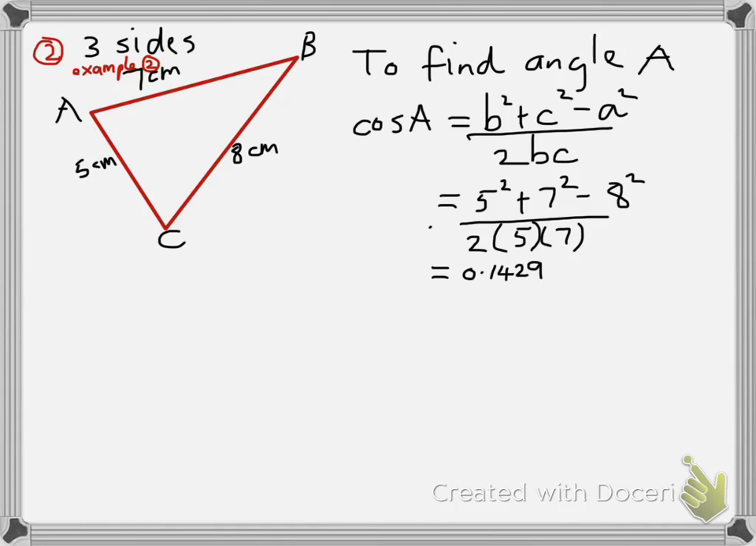Now this gives us the cos of the angle. It doesn't actually give us the angle itself, it gives us the cos of the angle, so I have to do the inverse of cos to find out what angle A is. So if cos A is 0.1429, the actual angle is the inverse cos of 0.1429. We do that using the trig section of our calculator, and we get A as 81.8 degrees.